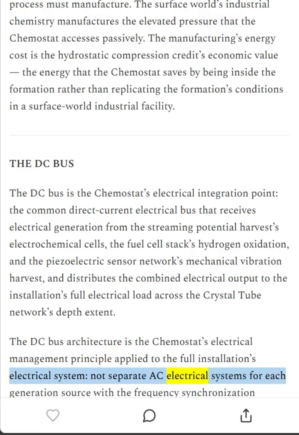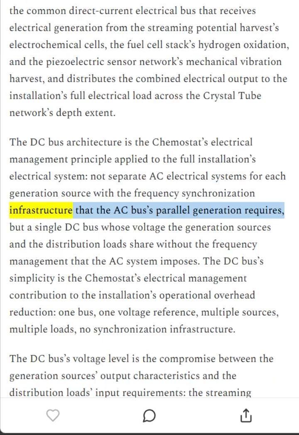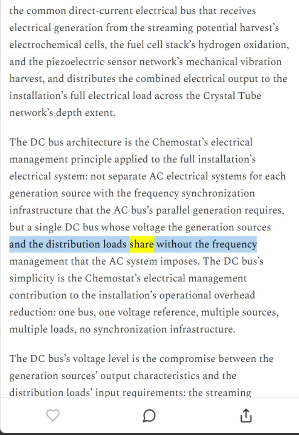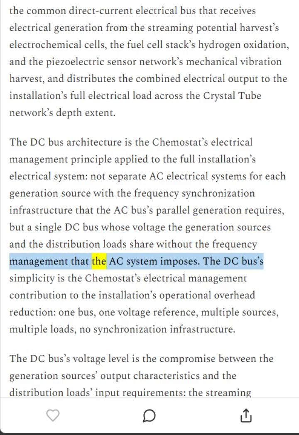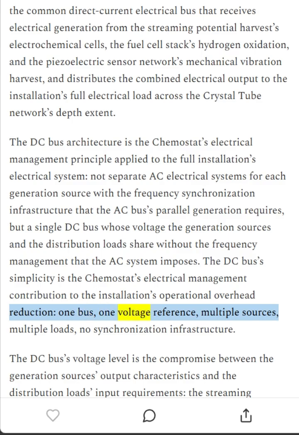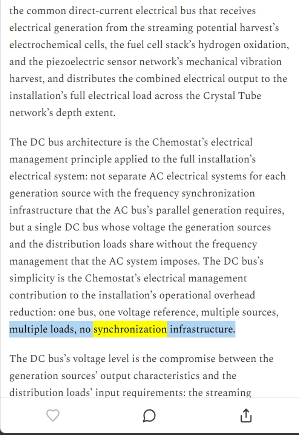The DC bus architecture is the chemostat's electrical management principle applied to the full installation's electrical system, not separate AC electrical systems for each generation source, with a frequency synchronization infrastructure that the AC bus's parallel generation requires, but a single DC bus whose voltage the generation sources and the distribution loads share without the frequency management that the AC system imposes. The DC bus's simplicity is the chemostat's electrical management contribution to the installation's operational overhead reduction. One bus, one voltage reference, multiple sources, multiple loads, no synchronization infrastructure.